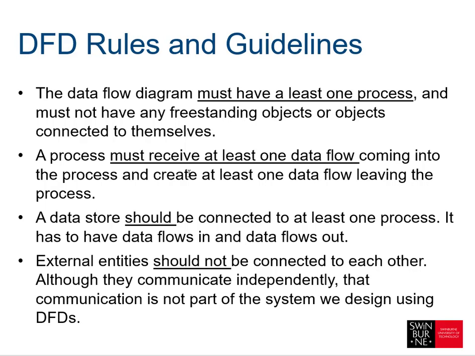It has to be supplied to that process and the kind of process going on, and then it has to record it back into a data store or the entity, or it has to go to an external agent, right? So it must receive at least one data flow. Third one, the data store should be connected to at least one process, right? So when you come to data entities, it has to connect to at least one process, right? It has to have data flows in and out from the data flow diagram, right?